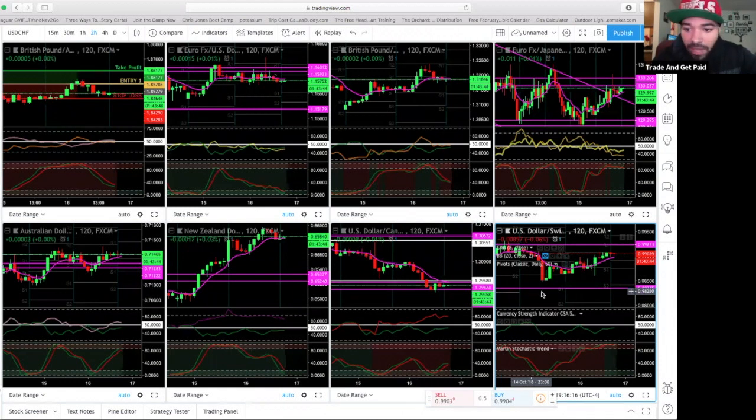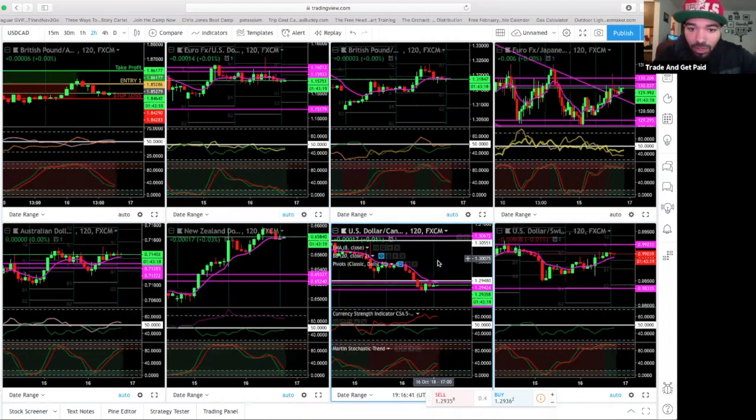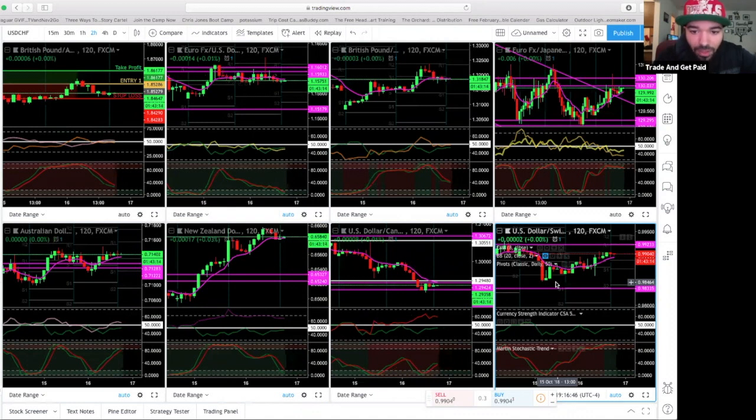I don't trade the USD Swiss franc. I just use it for correlating reasons. So the first 5 all move together: the Euro USD, the Pound USD, the Euro Yen, Australian dollar, New Zealand dollar, they all move the same way. But the ones that are going to be opposite are these two, the USD CAD and the USD Swiss franc. So it helps me look at the market the right way.